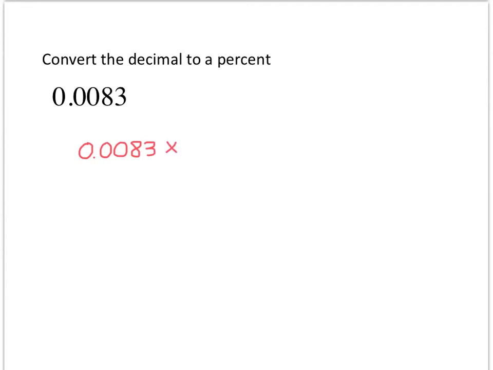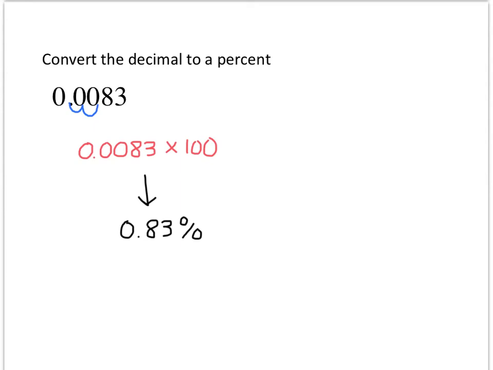So if I multiply by 100, this is really telling me to move that decimal point 2 places to the right. But notice that this actually only gives me 0.83. See how that point is still to the left of the 83%. So again, 0.0083 is a very small number, and it's still a very small percent. Less than 1 out of the 100.